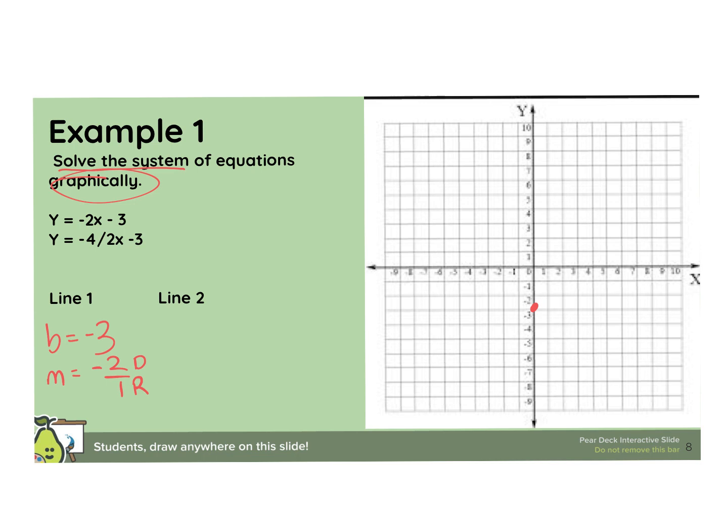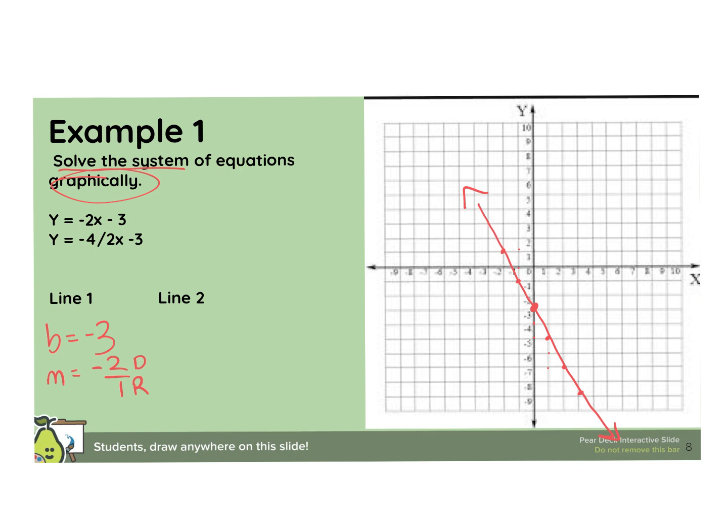So starting from -3, I go down 2 and to the right 1, down 2 to the right 1. I'm going to put a lot of points so I can clearly see where they intersect. Then I'm going to go up 2 and left 1, just to get a few more points. Then connect and add arrows. Change colors.